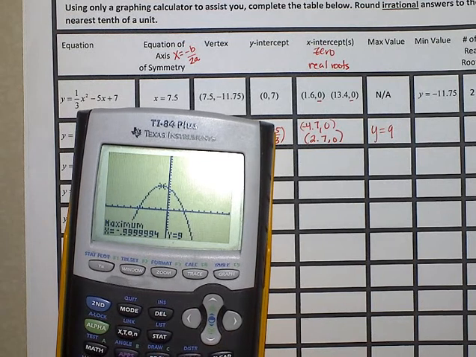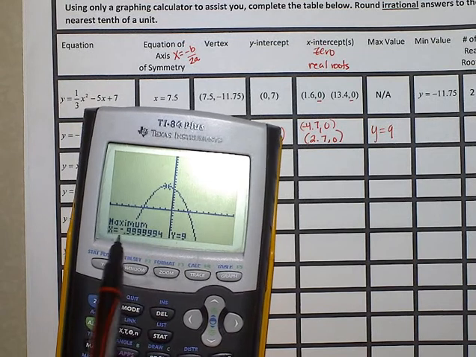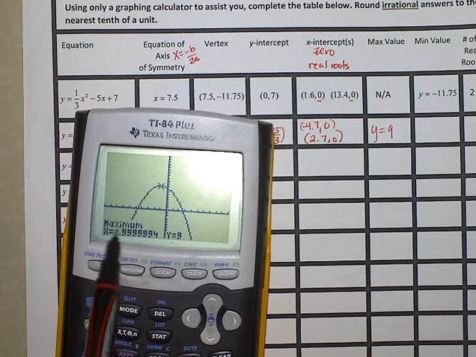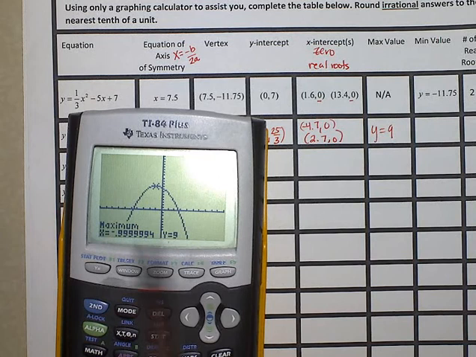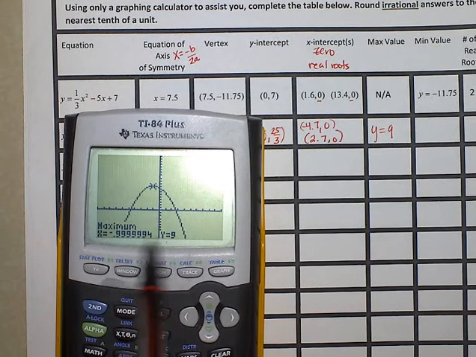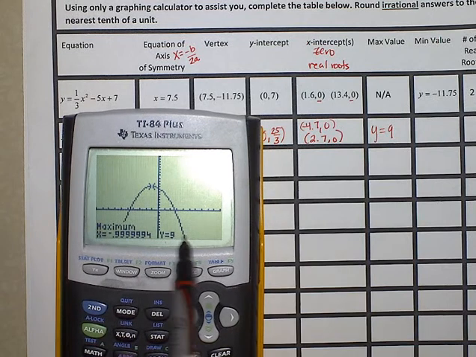Okay, this is the same as -1. So -1, 9. Okay, that's correct. That's our vertex. Which value represents the maximum value? It would be 9. Is there a minimum value? No. So let's write NA.